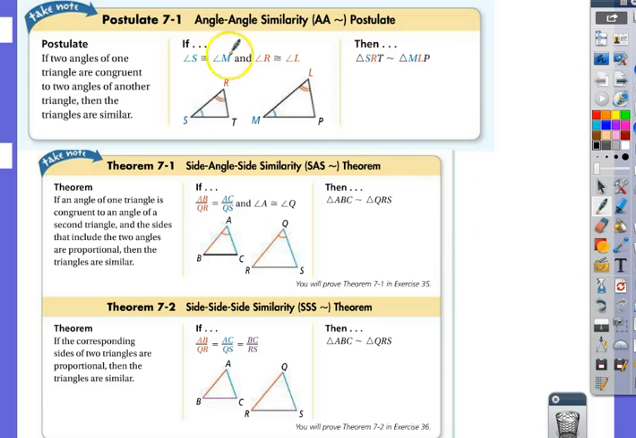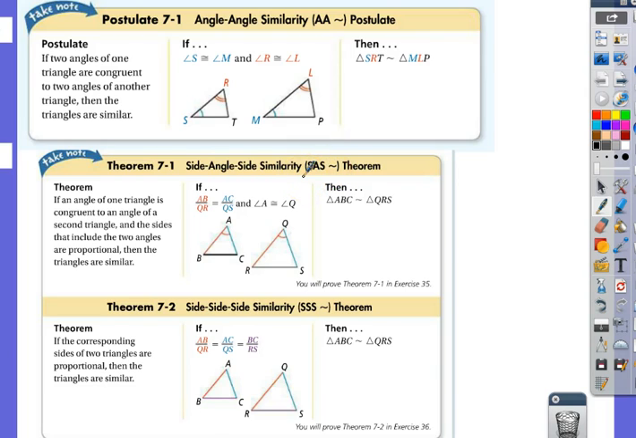So there's three ways. One is the angle-angle similarity. If two angles in one triangle match two angles in another, the triangles will be similar. Question about that? Okay. The second way is the side-angle-side similarity.